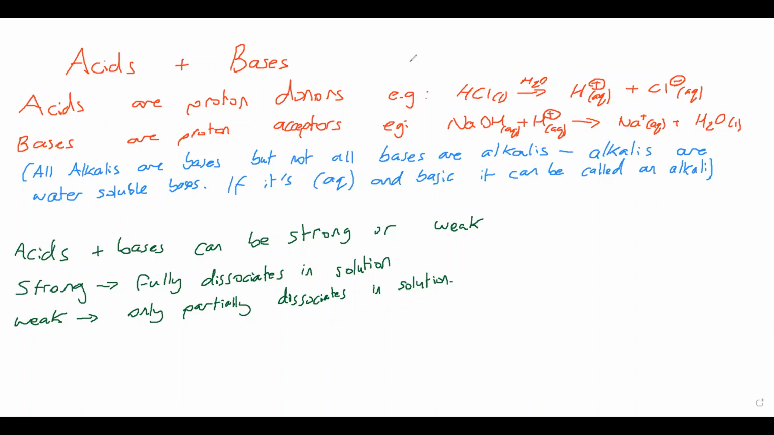Now we're going to be talking about the Bronsted-Lowry definition of acids and bases, where acids are proton donors, e.g. HCl, where we get HCl when it dissolves in solution, splitting up into H+ ions and Cl- ions. So that HCl is donating the protons. Now bases, we can think of as the opposites of acids. So bases are proton acceptors, therefore.